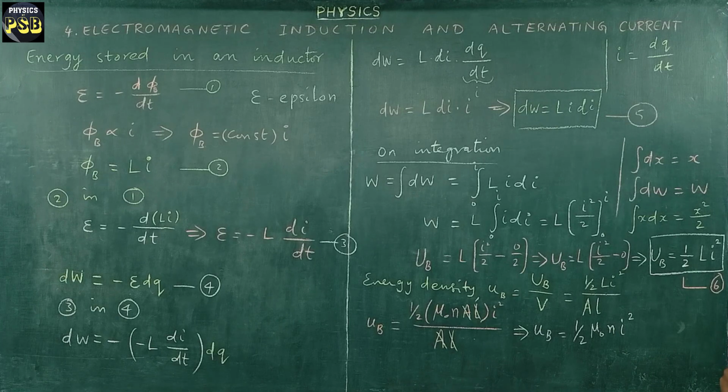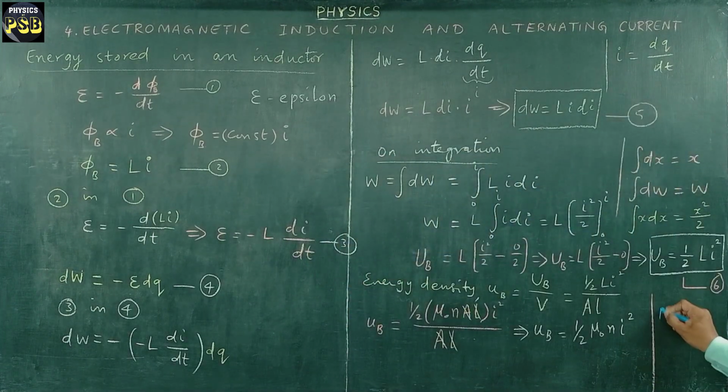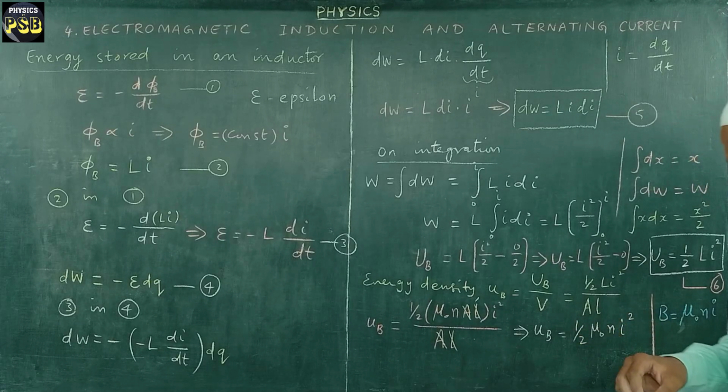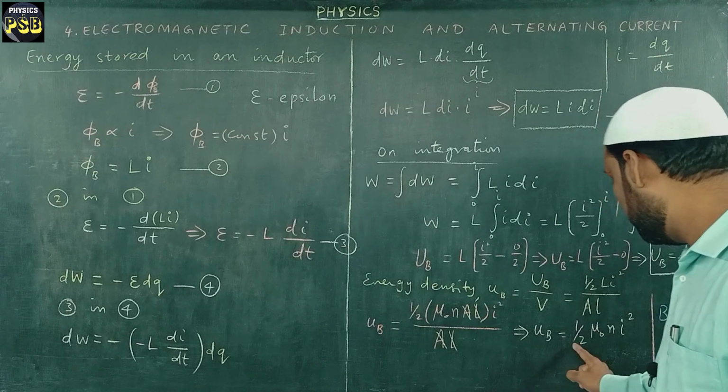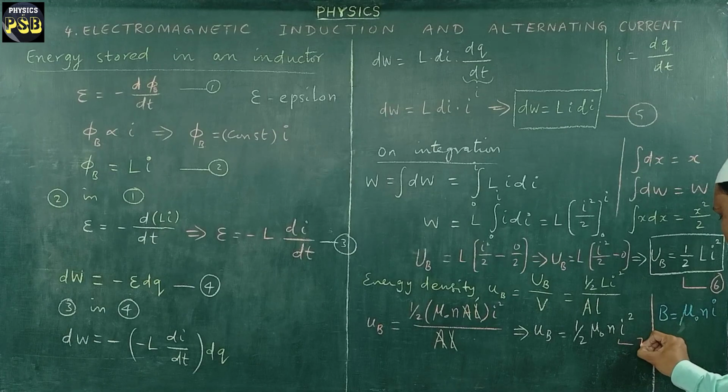Okay, and one more thing known to us is that the magnetic field B produced by a current carrying coil is given as mu naught n I. Okay, I am going to relate these two. So for that, I will make certain changes to this equation. I am going to substitute this. Now before doing that, I name this one as equation number 7.